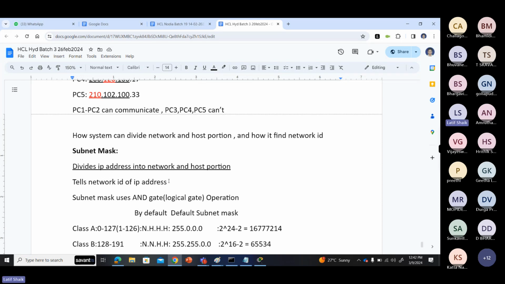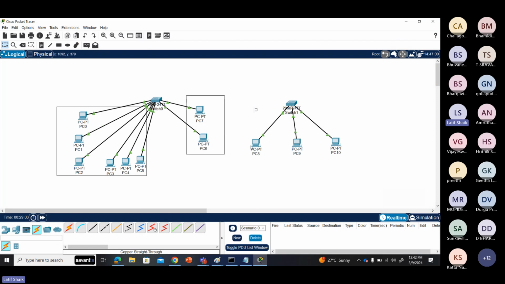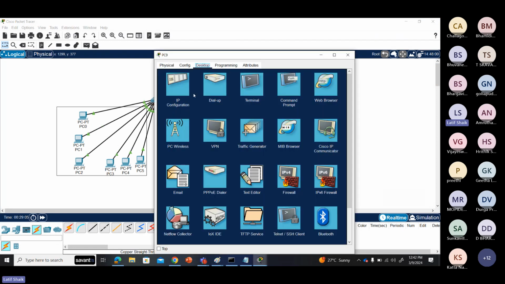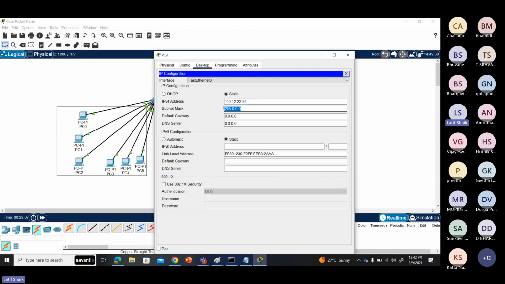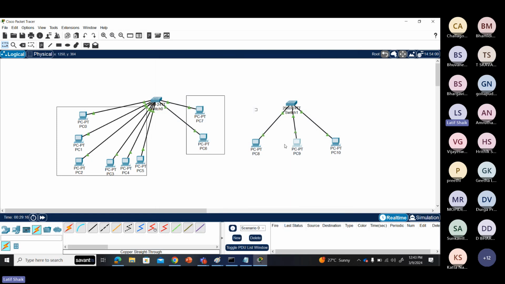The subnet mask tells what the network ID of your IP address is. The subnet mask gives the network portion of the IP address. So whether these systems can communicate with each other or not depends on the subnet mask. Using the subnet mask, it calculates the network ID, and if all the systems' network IDs are the same, they will communicate. Both systems with the same network ID will communicate with each other.